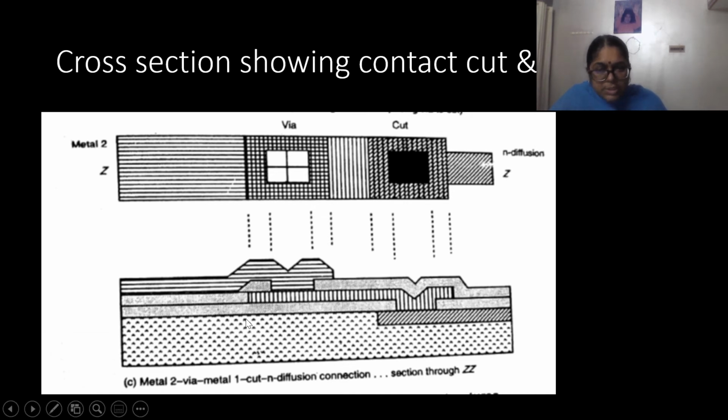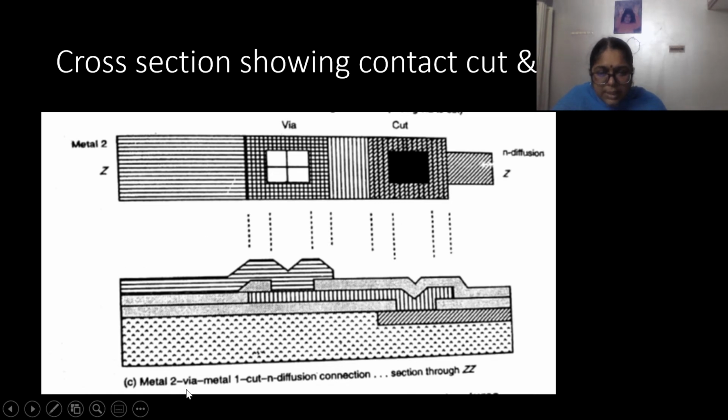Now this diagram shows how metal 2 is made to connect to n diffusion. This is the mask layout which I had just explained in the previous slides. You have metal 2. Metal 2 has to be used to contact the n diffusion, but metal 2 cannot directly contact the n diffusion. So that's why metal 2 and metal 1 come in contact. This portion is metal 1. They come in contact using the contact via, and then metal 1 comes in contact with n diffusion using the contact cut.